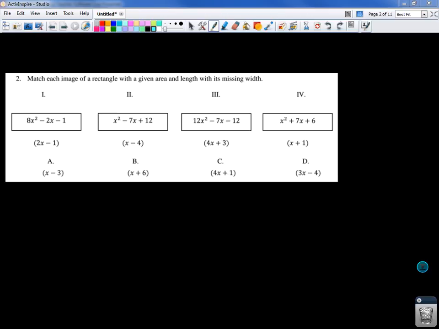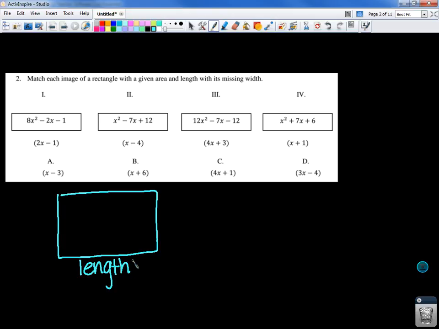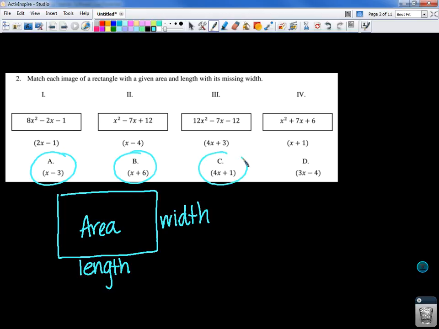Number 2 asks us to match each image of a rectangle with a given area and length with its missing width. So these pictures are not the greatest. What I meant to give you is a rectangle with a length and an area, and you're supposed to find the width from these options.